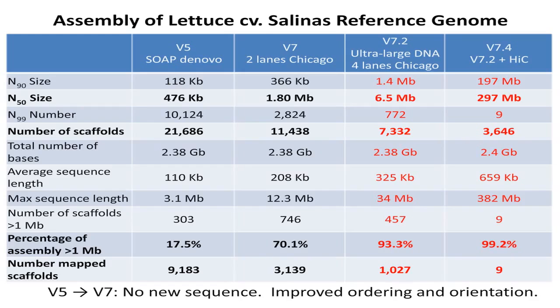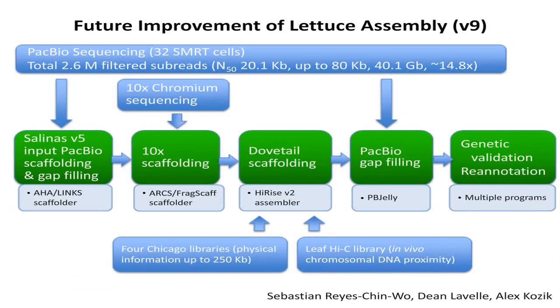So here's a summary table that gives you the stats of walking across the N50 size. You can see we've gone from 476 all the way up to chromosome scale. You've got the numbers here for your perusal. I don't want to walk through it in the interest of time. But I will make the point that from the V5 to V7, there was no new sequence added. What the whole process did was improve the ordering and orientation of the component scaffolds.